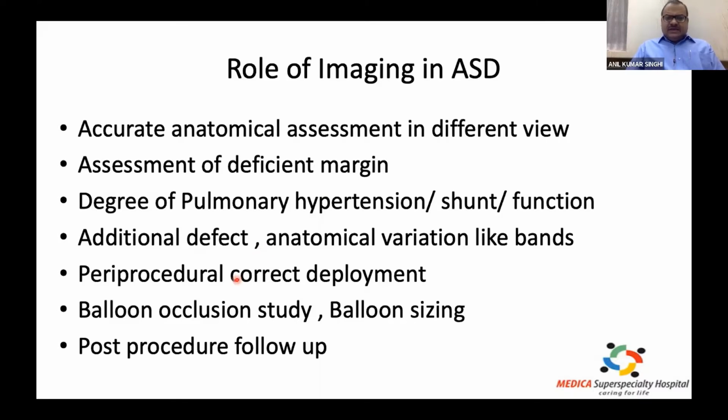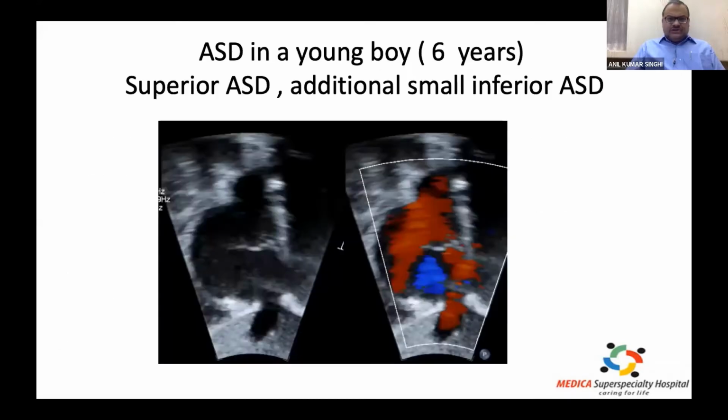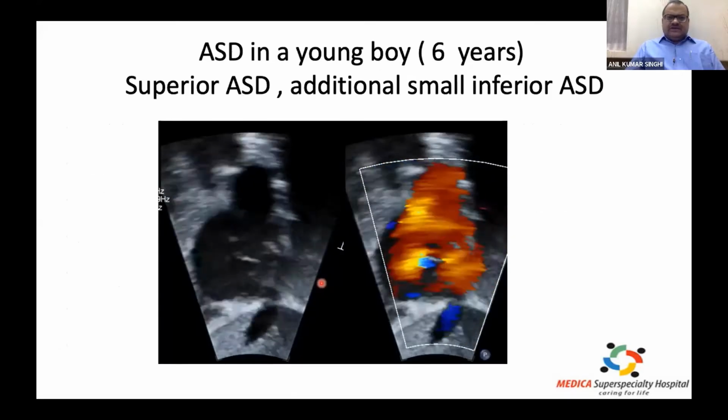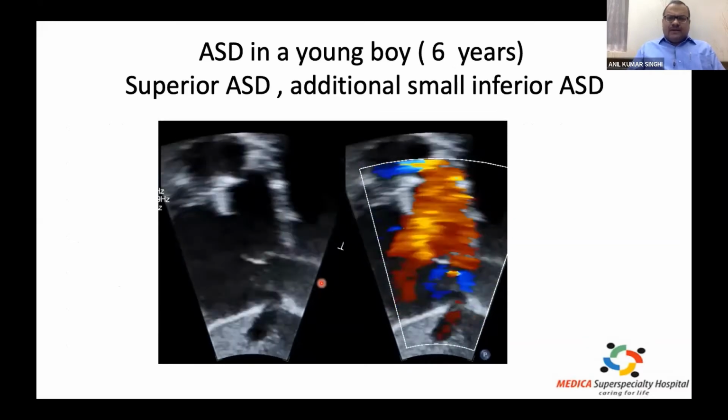ASD imaging has an enormous role during the transcatheter management, where the difficult ASDs require help of transesophageal echocardiogram. I'll show some cases where the balloon occlusion study and balloon sizing help to know the ASD better and treat that, and post-operatively definitely it will be of use. So the first case is an ASD in a younger boy.